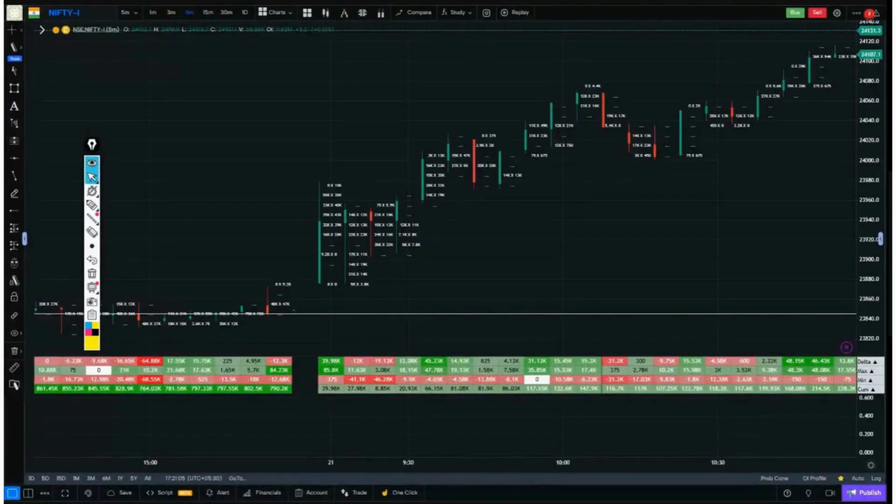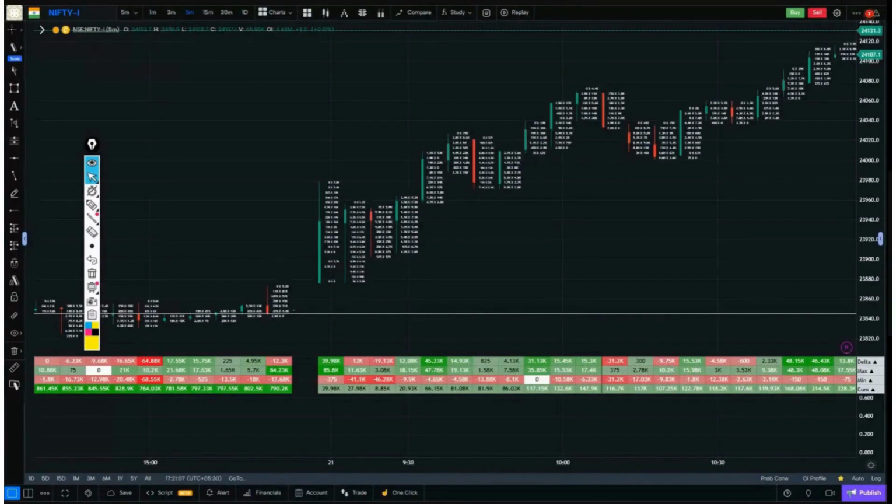Hello everyone, welcome to the aftermarket analysis session of the Indian market as we do every day. Here we look at the Indian market's Nifty and Bank Nifty after they close to see where we observe buyers' interest, where we observe sellers' interest on the footprint, exactly where the buyers and sellers were.